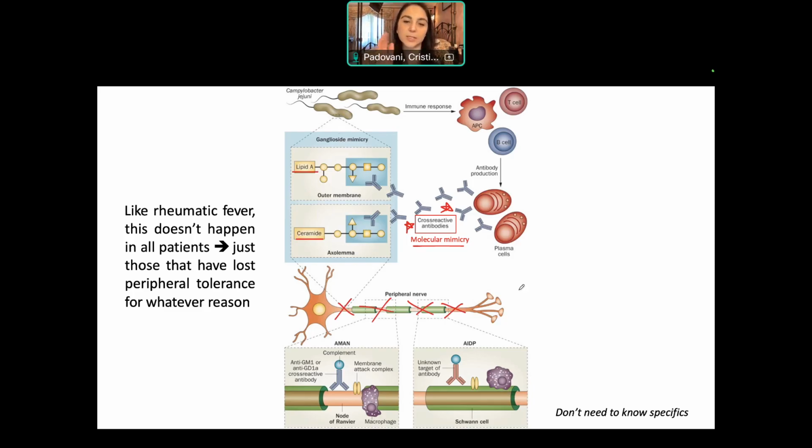Usually though, for whatever reason, it starts at the bottom, like your feet, and then it moves up. And that's what you want to look for in vignettes: it's ascending, but it's symmetric, on both sides. And usually Guillain-Barré goes away on its own. But you can give antibody binders to try and help with it. You can give stuff like that.